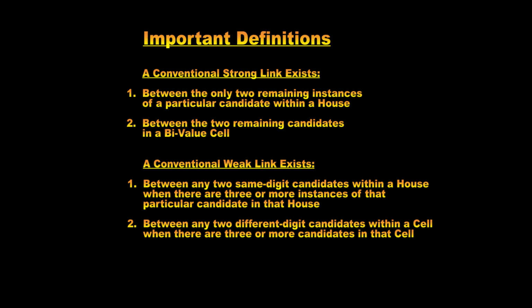And a conventional weak link exists, one, between any two same-digit candidates within a house when there are 3 or more instances of that particular candidate in that house, and two, between any two different digit candidates within a cell when there are 3 or more candidates in that cell.